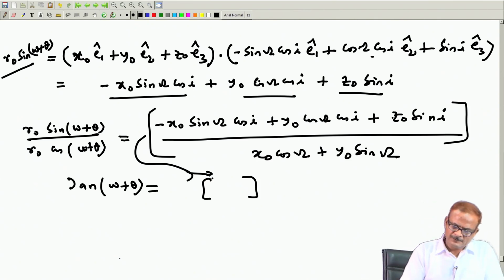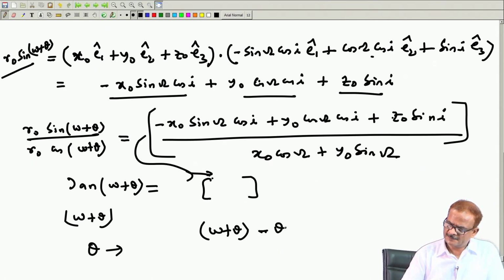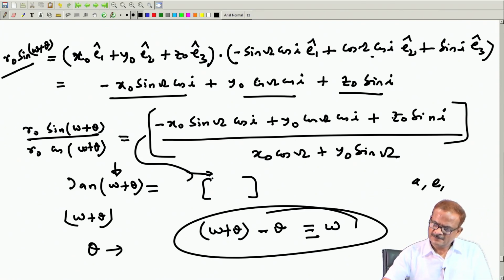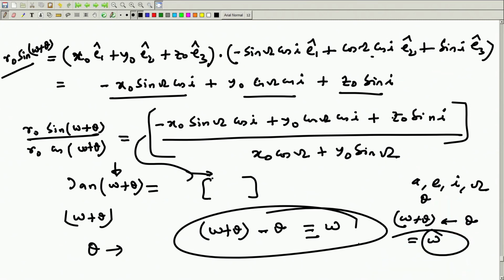So, this way we have been able to determine omega plus theta. Now, theta we have already determined. So, omega plus theta minus theta gives you omega. Once we have obtained this, a, e, small i, capital omega and theta are already determined. So, in this method we determine omega plus theta together, and then subtract theta to get the value of omega. So, omega can be determined in this way.